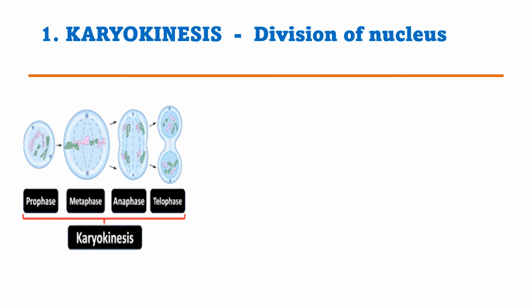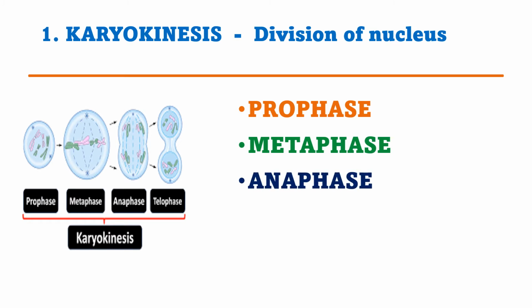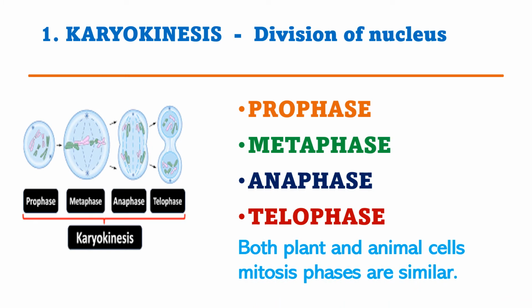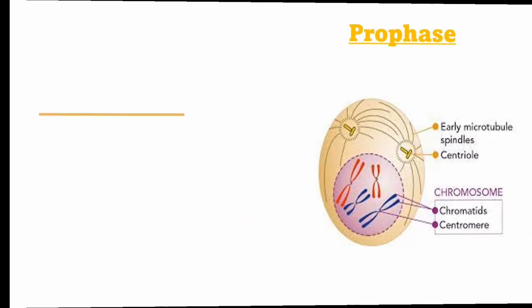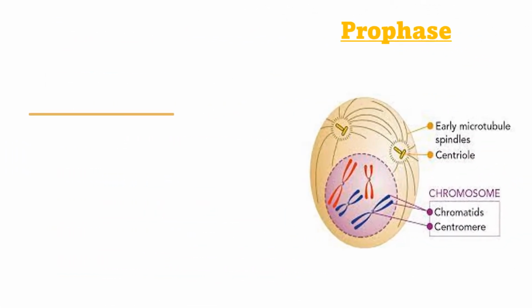Karyokinesis is the first step of mitosis. Karyokinesis means division of the nucleus. Mainly there are four phases in karyokinesis. They are prophase, metaphase, anaphase, and telophase. In both plant and animal cells, mitosis phases are similar. The four stages of karyokinesis of mitosis are prophase, metaphase, anaphase, and telophase.